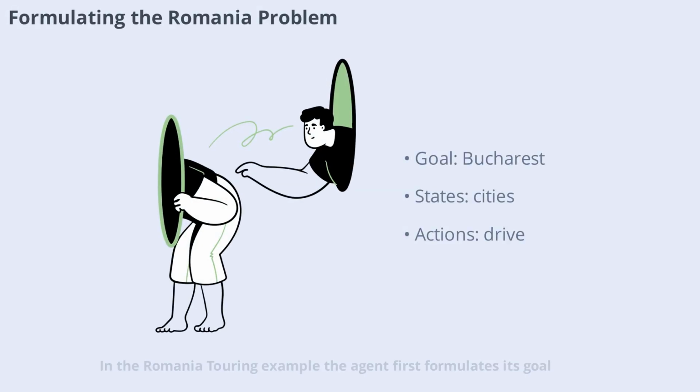In the Romania touring example, the agent first formulates its goal: be in Bucharest before the flight. Next, it defines the problem by identifying the states, the various cities, and the actions, driving between cities. The agent must then search for a sequence of cities that leads to the goal.